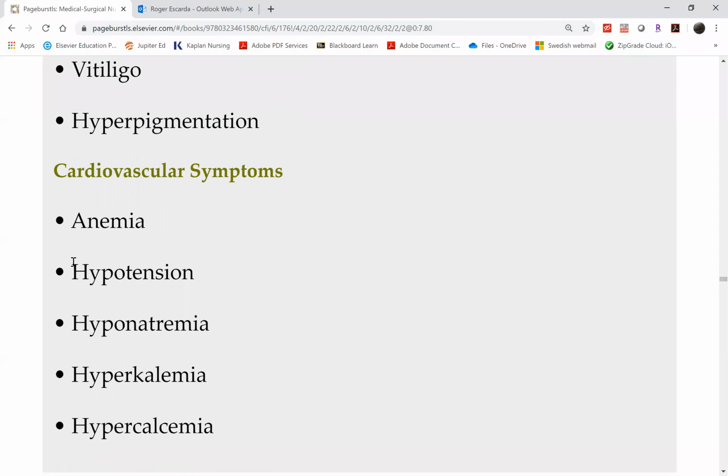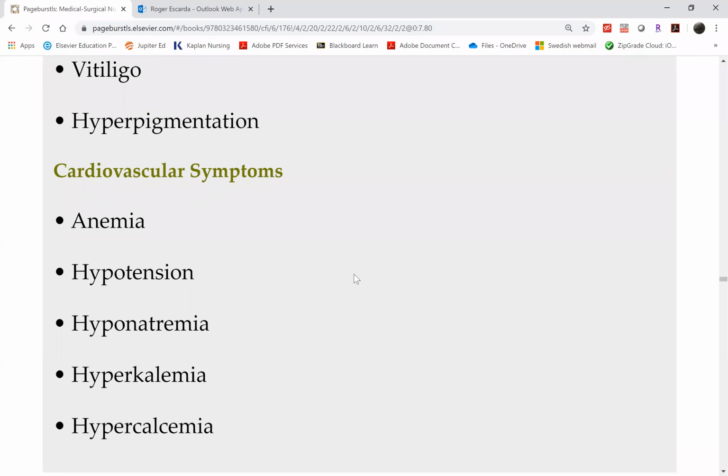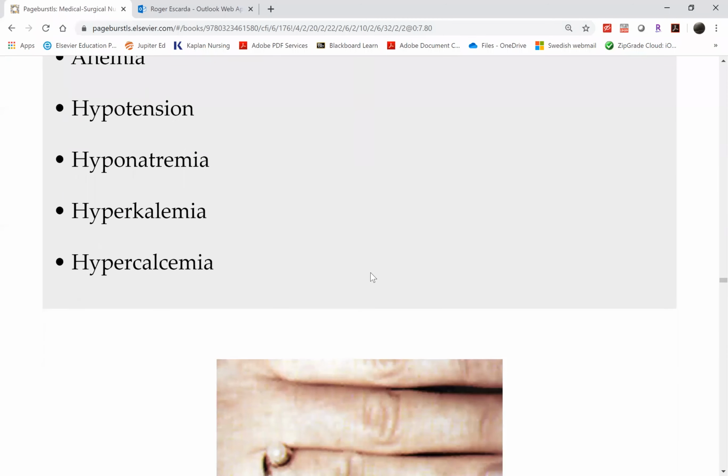And of course in cardiovascular, which we already extensively discussed on the emergency best practice chart, we have hypotension, hyponatremia, hyperkalemia. For hypocalcemia, this just goes with potassium. They tend to go together all the time. So if potassium's high, so is calcium, and vice versa.